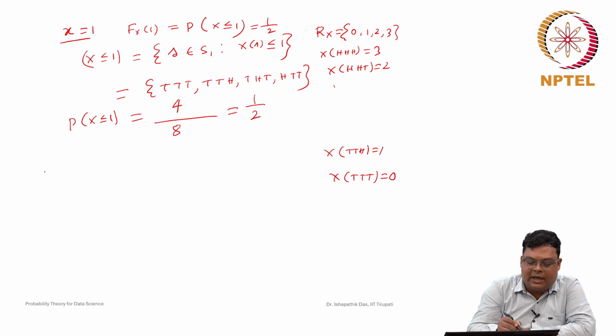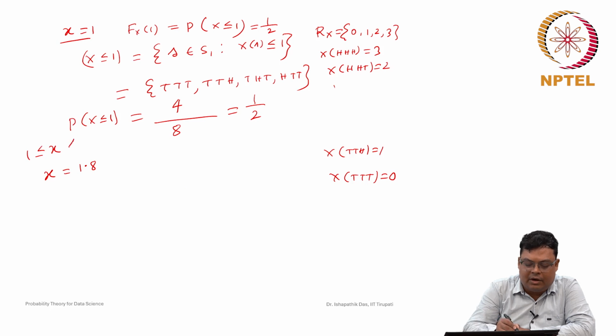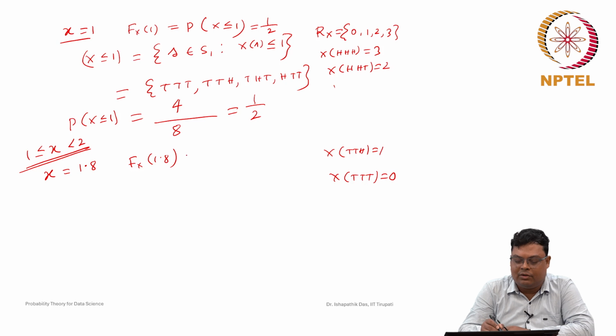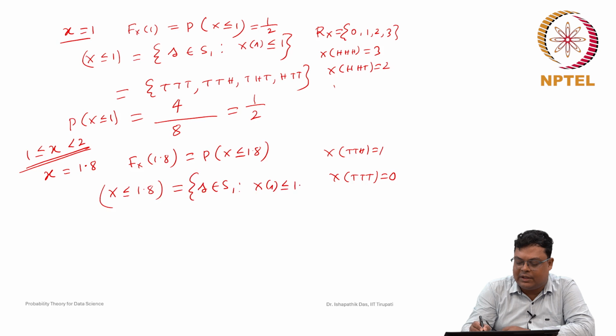Not only that, if you consider x to be any value greater than 1, suppose 1.8 or 1.5, any value. So x is greater than or equal to 1 and less than 2, any value you take, suppose x is 1.8. Then what is F of 1.8? This is nothing but the probability that X is less than or equal to 1.8. Then we have to find this set: all s belonging to S1 satisfying X of s less than or equal to 1.8.